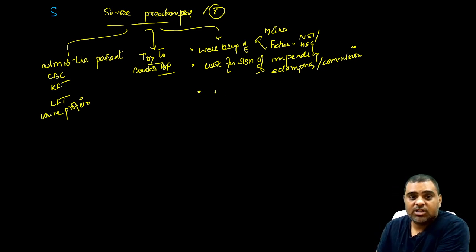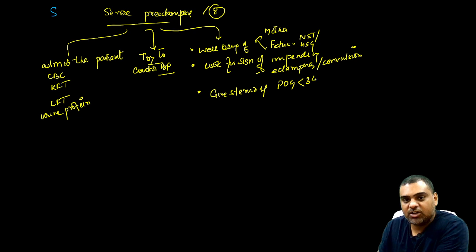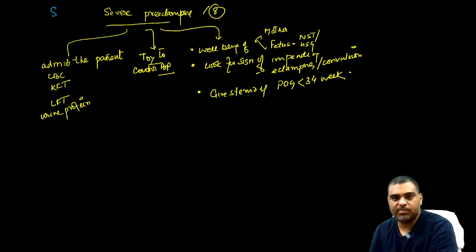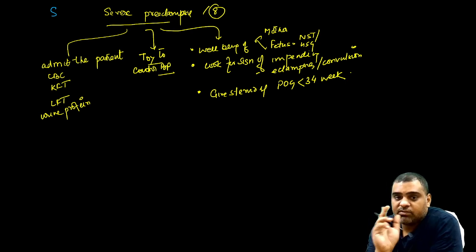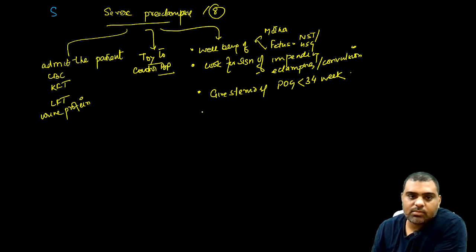Third, give steroid if period of gestation less than 34 weeks. This I have already told you. Give steroid if period of gestation less than 34 weeks. But in case of mild preeclampsia, we were not giving steroid. Please remember. And fourth point, now give MgSO4.